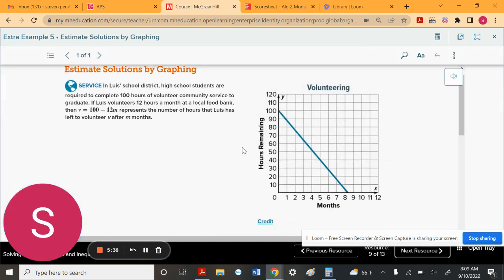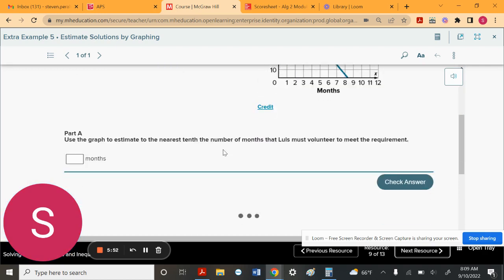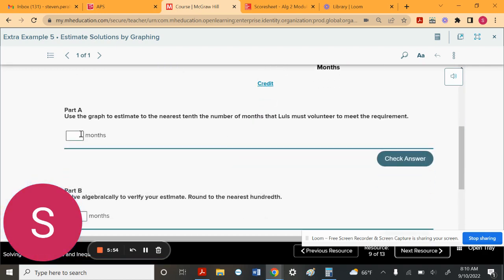Looking at this one, we can see that for volunteering, this is how many hours we're supposed to volunteer, which is 100, and this is how many months it takes. So in about 8.2, maybe 8.3 months, we have finished our volunteering. Okay, so 8.2, 8.3. Use the graph. So I'm going to say use the graph in tenths. So 8.2. We'll see what it says. Okay, so it was okay with that.